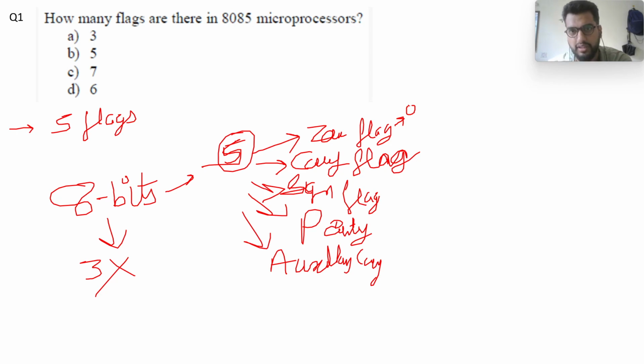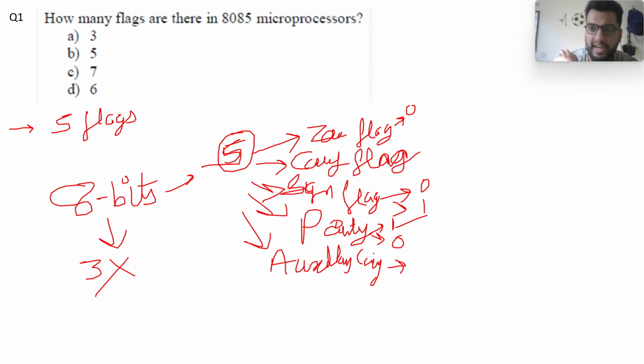If it's not, then let me just check it. I'll come back to it. I'm not sure about that. Then we have the sign flag. After the operation, if the contents of the accumulator are positive, it's 0. Otherwise, it's 1. Parity flag: if there is an even number of ones, it's 1. If even parity, it's 1. For odd parity, it's 0.